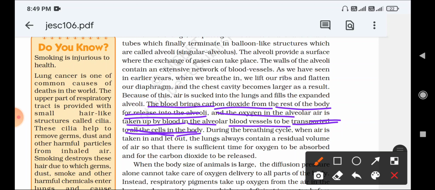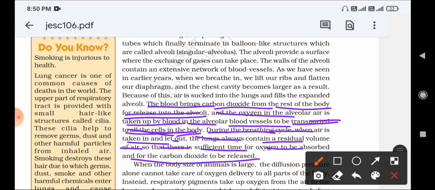During the breathing cycle, when air is taken in and let out, the lungs always contain a residual volume of air, so that there is sufficient time for oxygen to be absorbed and carbon dioxide to be released. While the exchange of gases is taking place, our respiratory system has a residual volume, meaning some amount of air is always present in the lungs.